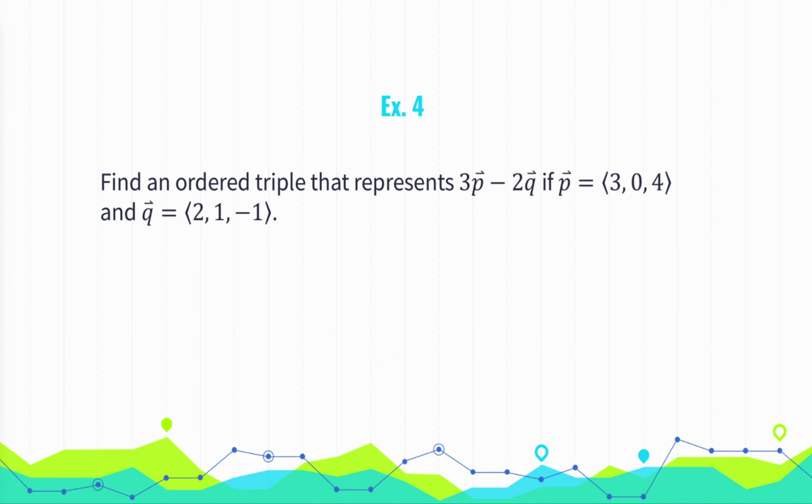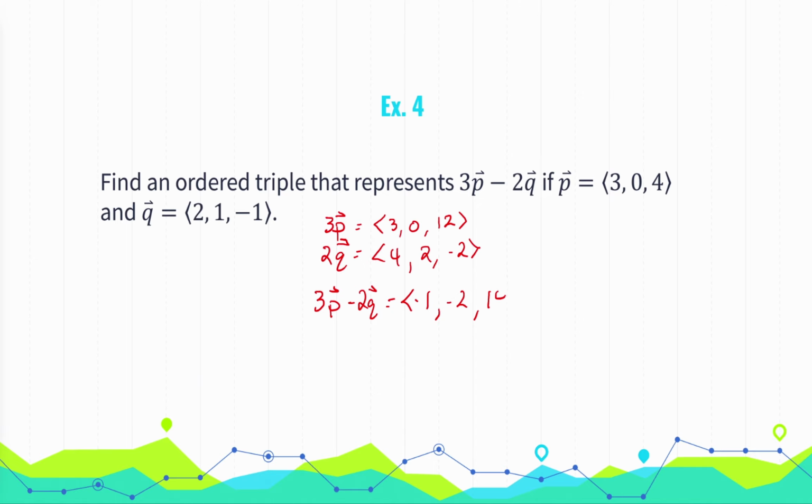Find the ordered triple that represents 3p minus 2q if p is <3, 0, 4>, and q is <2, 1, -1>. So 3p, right? Just like with our two-dimensional vectors, we multiply all of the coordinates by 3. And so that's going to be <3, 0, 12>. And 2q is going to be <4, 2, -2>. So 3p minus 2q is going to be 3 minus 4 is negative 1, 0 minus 2 is negative 2, 12 minus negative 2 is a positive 14.